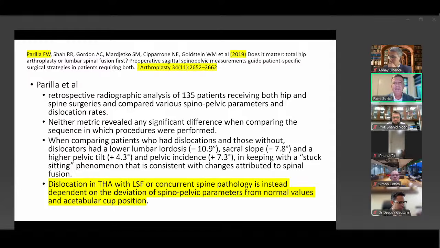And when comparing patients who had dislocations with those that didn't, the dislocators had a lower lumbar lordosis, a lower sacral slope, a higher pelvic tilt, and a higher pelvic incidence, in keeping with a stuck sitting phenomenon that's consistent with changes attributed to spinal fusion. Dislocation in hip replacement with lumbar spine fusion or concurrent spine pathology is dependent on deviation of the spinopelvic parameters from normal values and acetabular cup position. So we should take this into consideration.